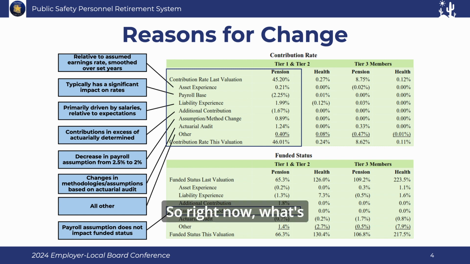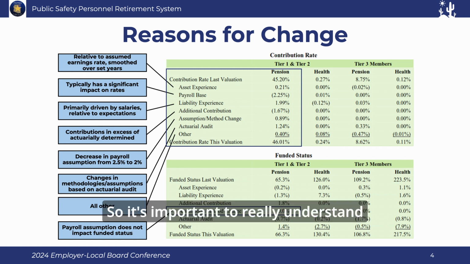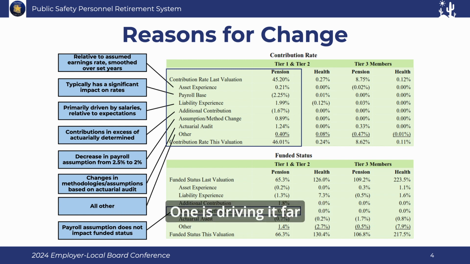So right now, what's the environment we're in? It's pretty competitive to try to be able to keep up with cost of living and to be able to attract and retain police and fire, right? So there's a lot of pay increases going on. Well, when you give those pay increases, what happens? Liability is going to go up. So it's important to really understand some of those drivers, like Fletcher had said. And I just wanted to point out a couple of those, relatively speaking, between like asset experience and the payroll base. One is driving it far more than the other.